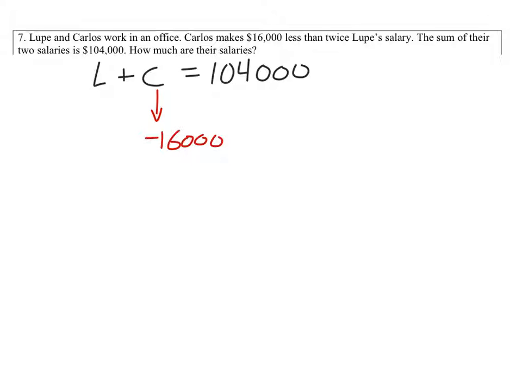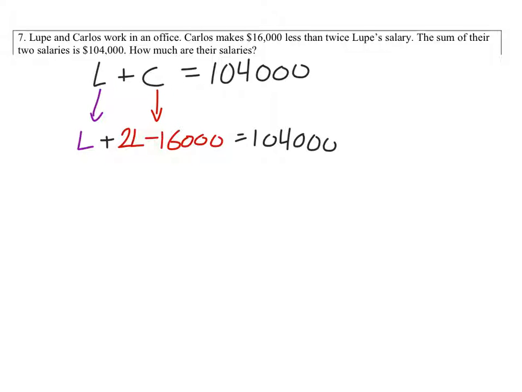Okay, so we got 2 people here, good old Lupe and Carlos. When we add their salaries, we know that we get $104,000. Well, right there it says that Carlos is going to make $16,000 less. So we're going to have to subtract that off of twice Lupe's salary. So Lupe is just Lupe. When we add this together, we should get $104,000.